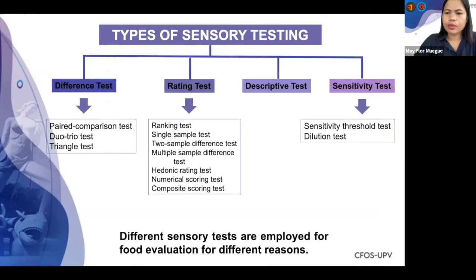So, the hedonic rating test: you are given a scale, and then you rate what score the product gets, depending on what you perceived. The numerical scoring test is like hedonic, but with numbers. So, from 1 to 9 or 1 to 10, you rate. What is your score for its color? In terms of whiteness, what is it? Is it 10? 5, 1, 0, like that.